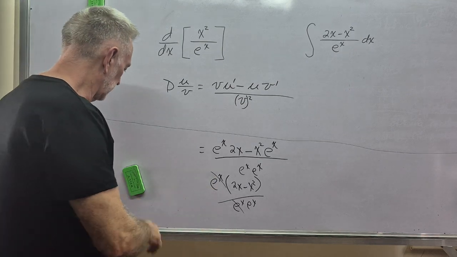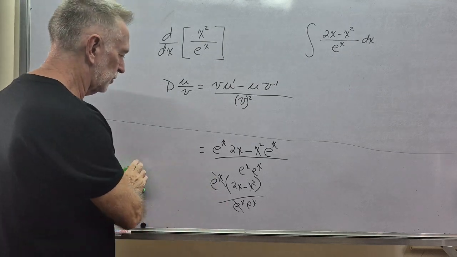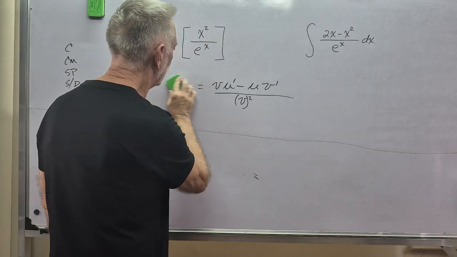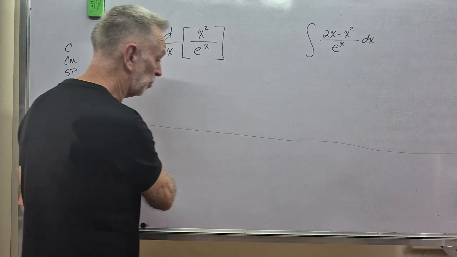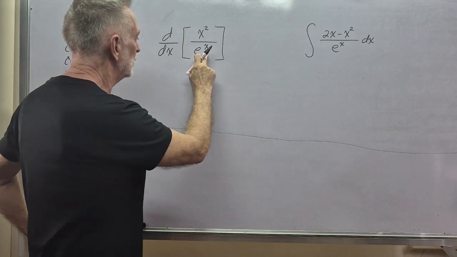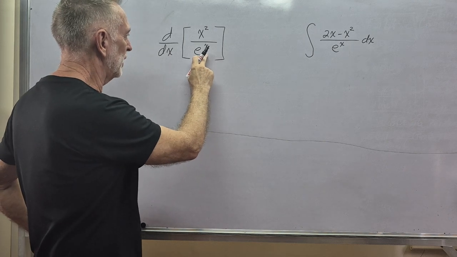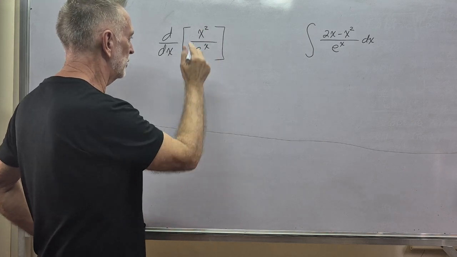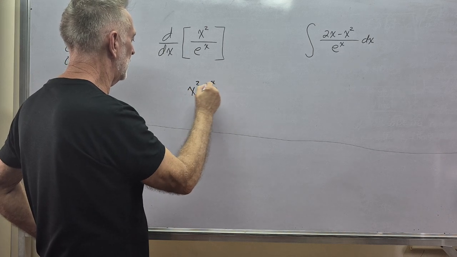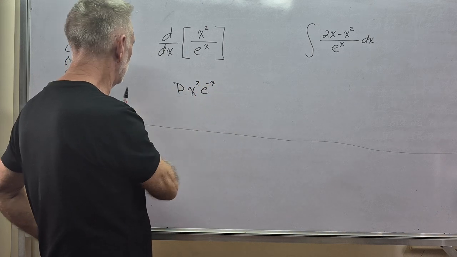Okay, so take a snapshot of that. 3, 2, 1. All right, I'm going to erase that. Now let's use the product rule this time. How do I use the product rule? Well, since I have this in the denominator, if I bring it to the numerator, I put a negative sign. So I have x squared e to the minus x. So I'm trying to take the derivative of that with respect to x.